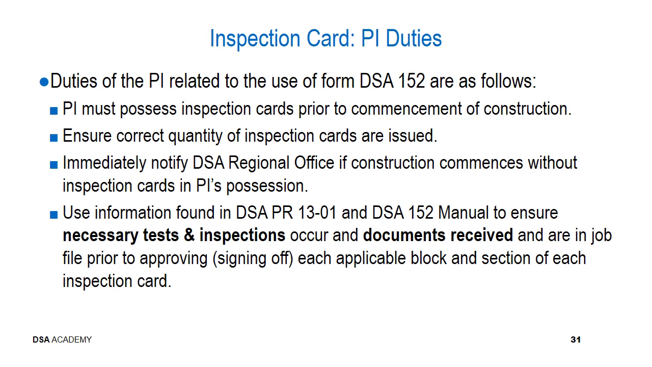And you can refer to PR 1301 as well as the 152 manual to ensure that the necessary tests and inspections occur and that the documentation associated with those is received and are on the job file prior to approving, that is essentially signing off on each applicable block and section of the inspection card.